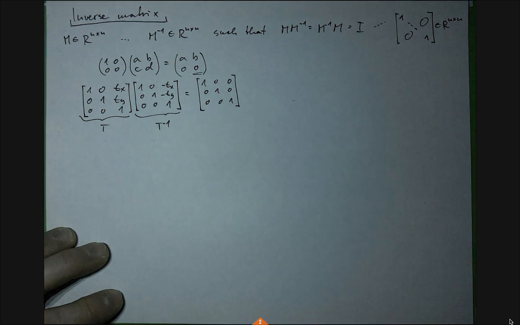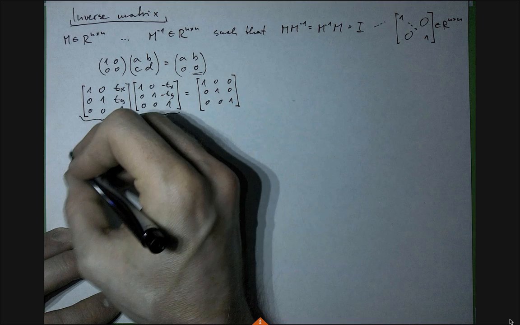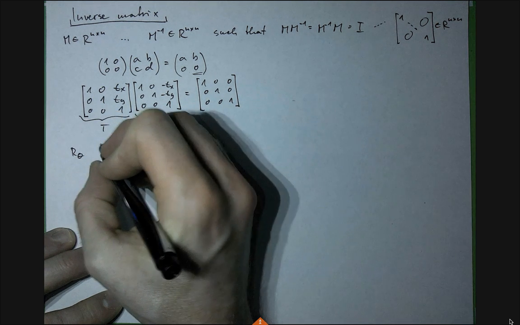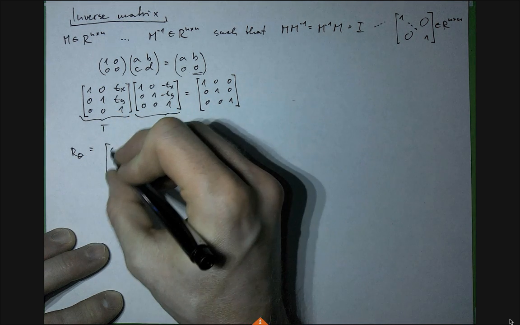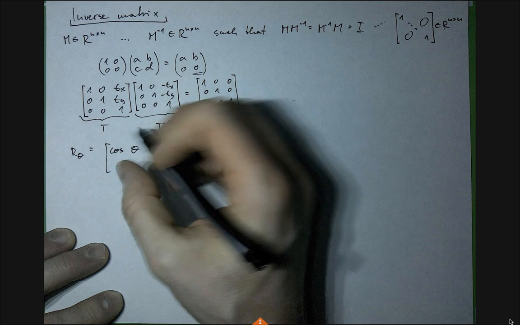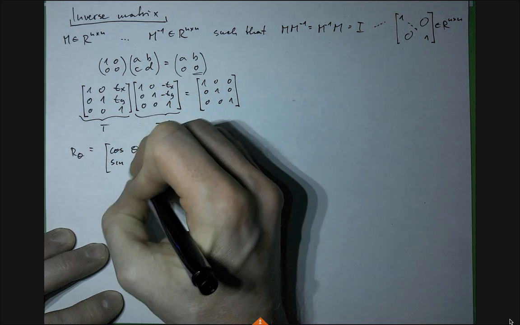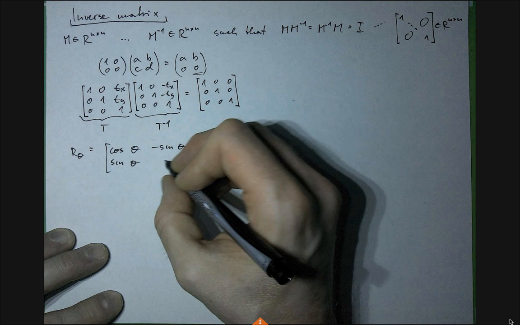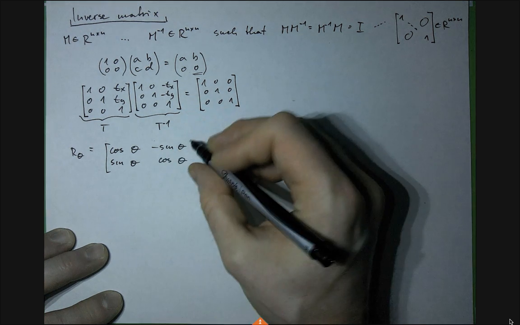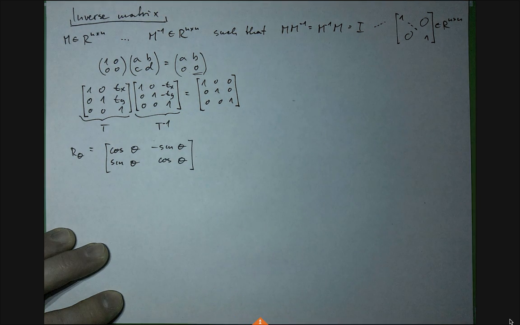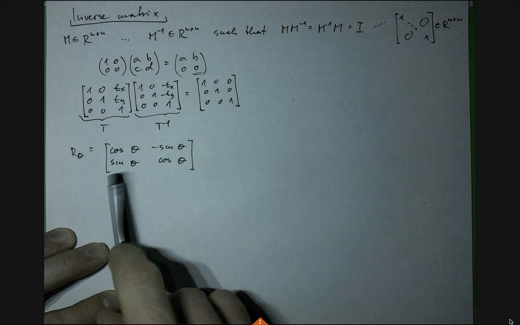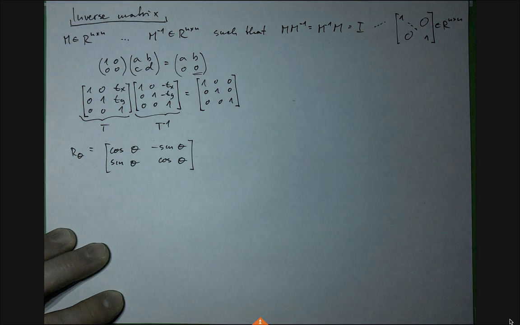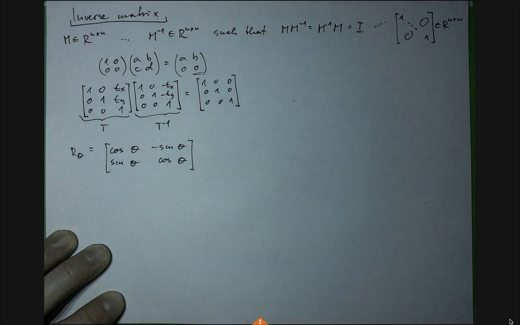How about the inverse of a rotation? If I have a rotation R theta, which, if you remember from the last lecture, is cosine theta, sine theta, minus sine theta, and cosine theta, when I assume it's the counterclockwise rotation, right? So do you know what the inverse matrix looks like? I think that's also pretty simple.